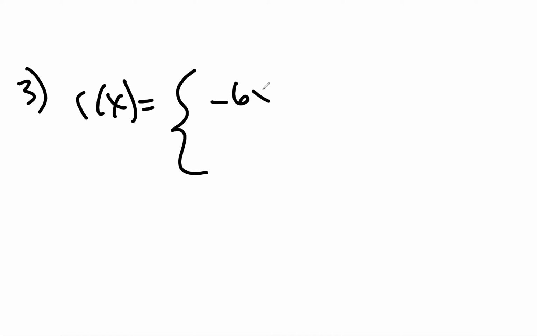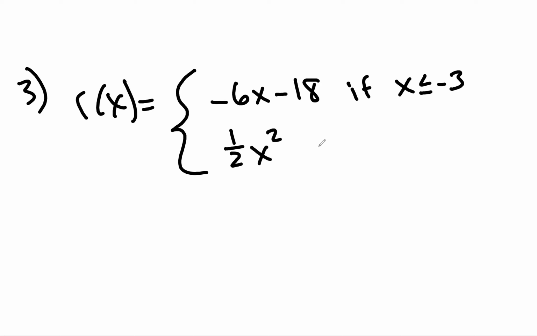I'm going to have -6x minus 18 if x is less than or equal to -3. I'm also going to have 1/2 x squared if x is greater than -3. This is what a piecewise function looks like when it is presented. And you're like, oh my gosh, there's so much stuff happening. That's okay.